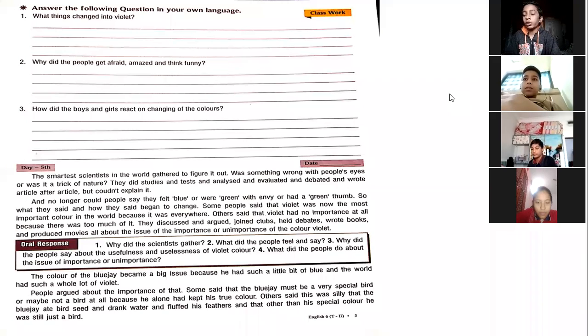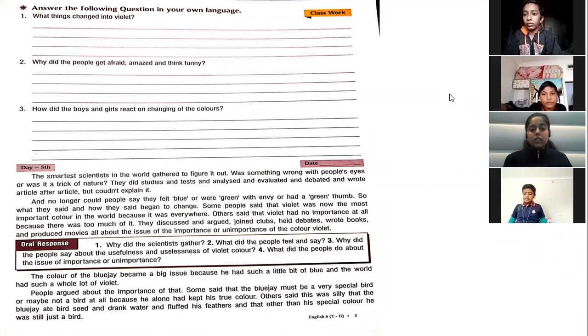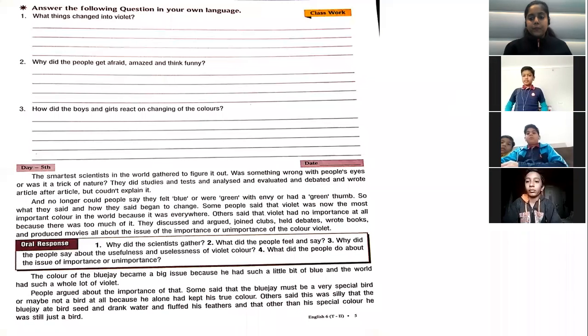When the people joined clubs and debates and wrote books and produced movies about all issues of importance or unimportance. Correct. Good, Jitmanyu. They started discussing it. They started debating about the issue.